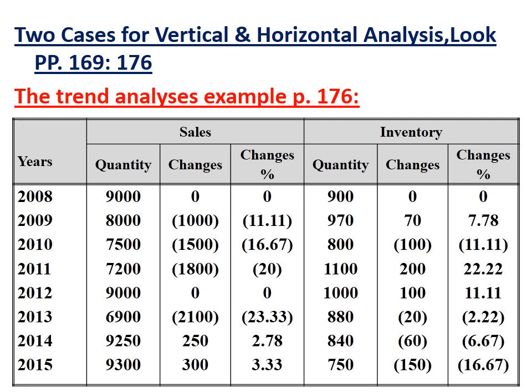But for horizontal analysis, each item was a certain value and became another value, and the difference is divided by the previous year to give me the horizontal analysis. Now there is what is called trend analysis, example page 176, trend analysis.